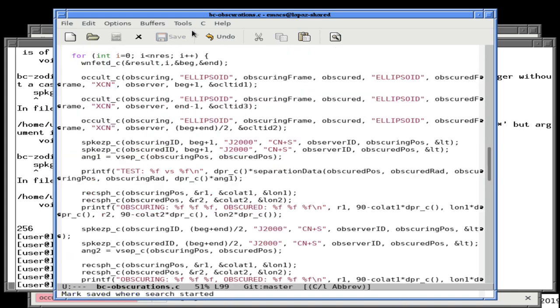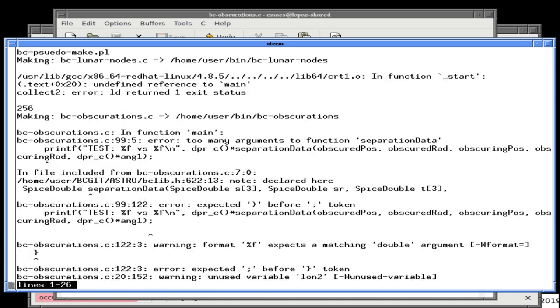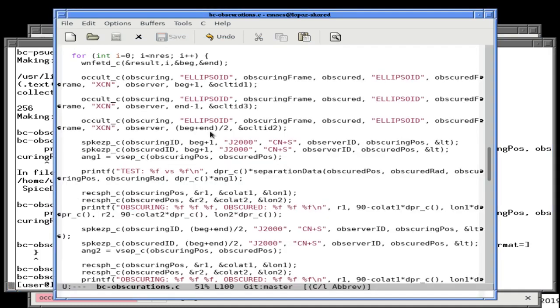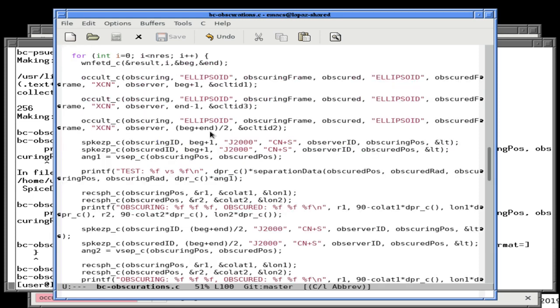Obscured, obscuring, and so on. All right, let's see what happens. Probably won't work. Too many arguments to function separation data. Yeah, because I wrote that function, so it's good to know that I wrote a function and then immediately sent it the wrong number of arguments. So 1, 2, 3, 4, that seems pretty reasonable. Over here it is 1, 2, 3, oops, no, end function, then print this as a separate thing. Yeah, okay, try that again.